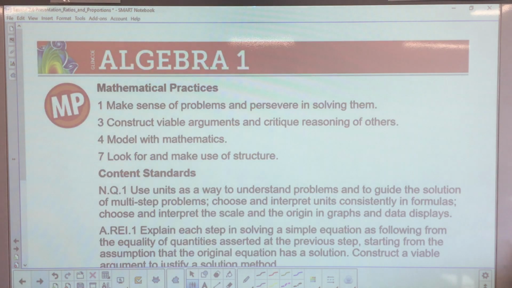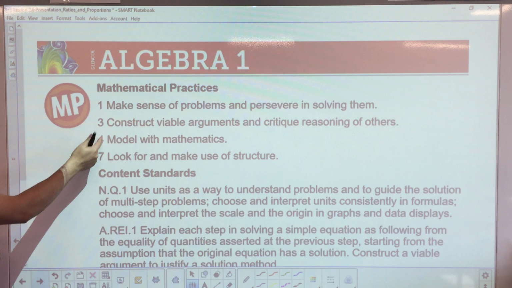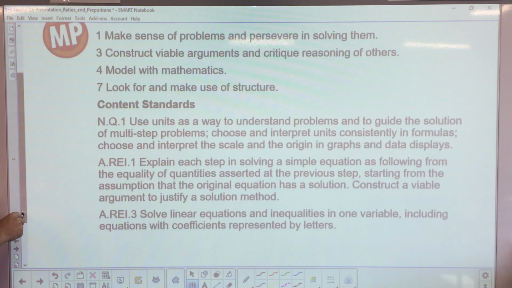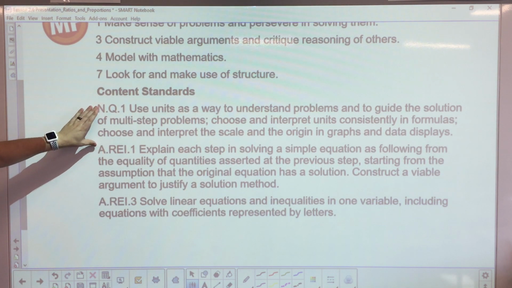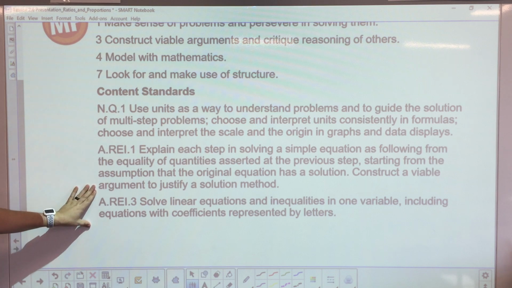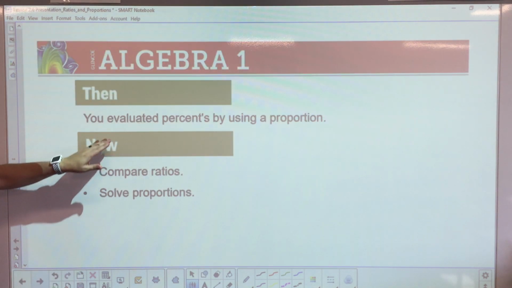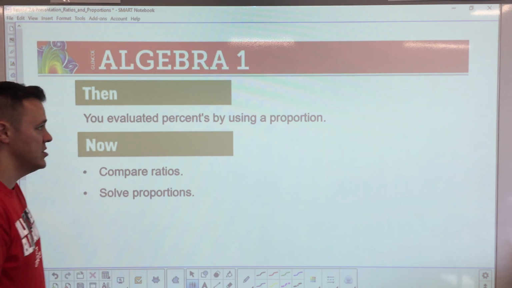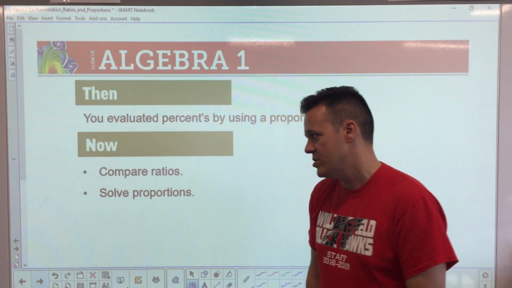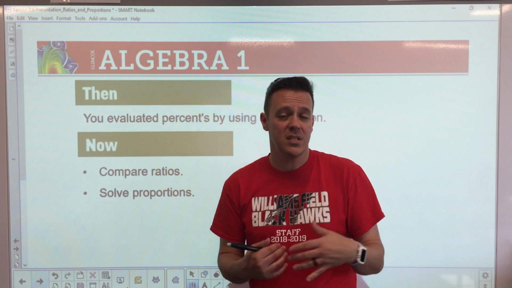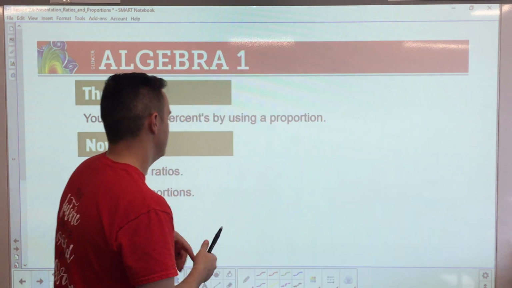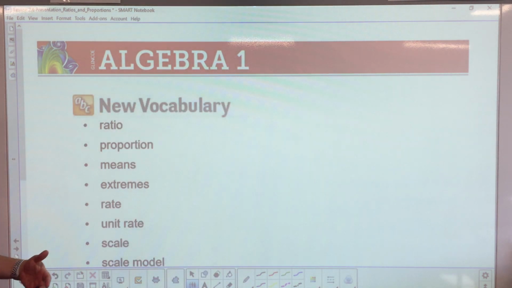Okay? All right. Now we're talking about mathematical practices 1, 3, 4, and 7 again. And we're going to be going through some more standards, including real numbers. You evaluated percentages by using a proportion. Now you're going to compare ratios and solve proportions. So this is kind of a proportion lesson. It should be fairly quick in nature.